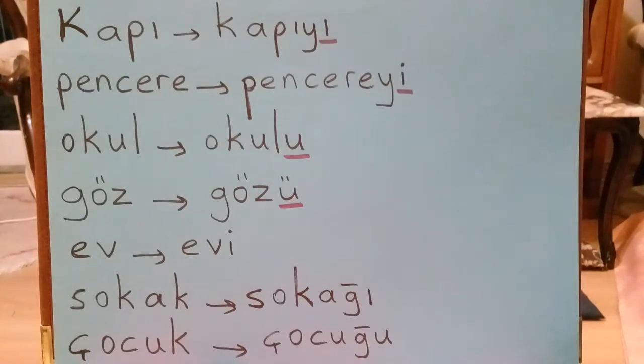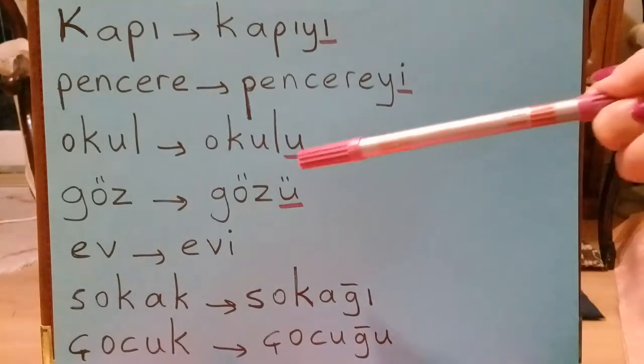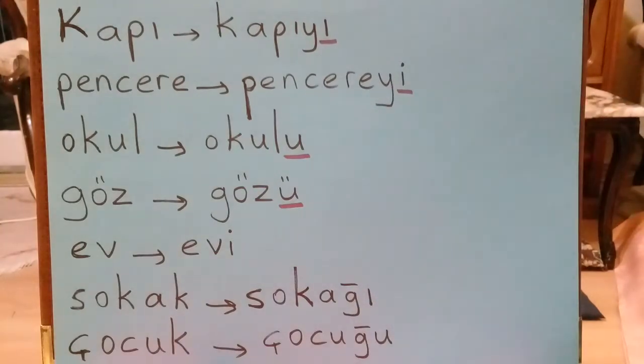This grammar is made by suffixes, of course, suffixes in Turkish. And I underlined these suffixes. We have four: ı, i, u, ü. They all mean the same thing, just a variation, a vowel harmony thing. In the end, they all mean the same thing in English, "the." So you see kapı, door, kapıyı, the door.